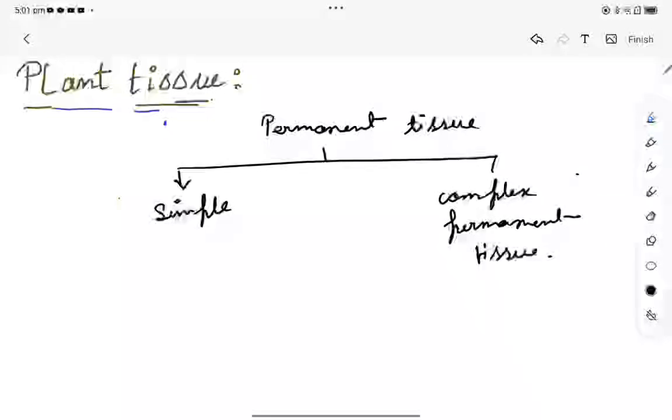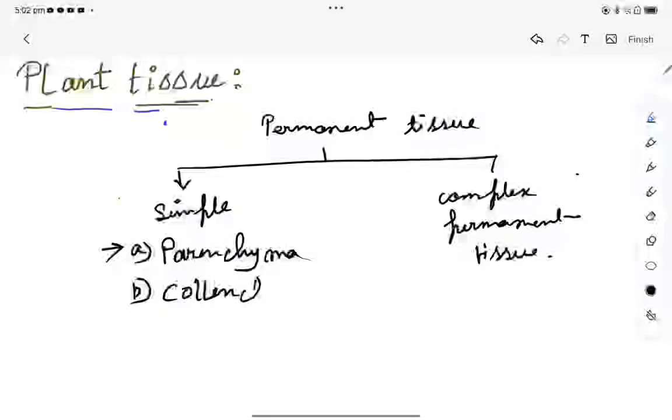Today we are going to learn about simple permanent tissue. Fine. So in simple permanent tissue, we are going to learn about parenchyma, collenchyma, and sclerenchyma.